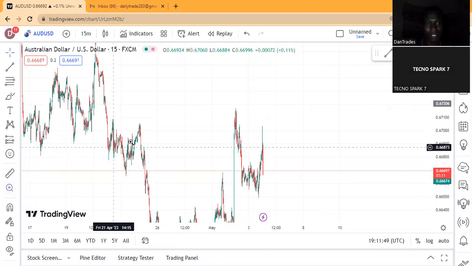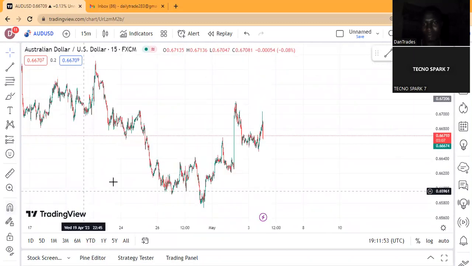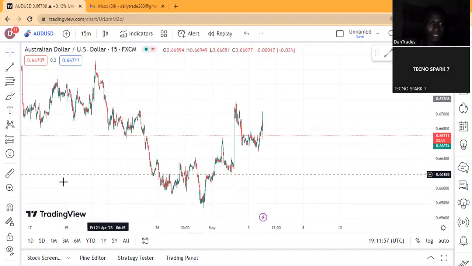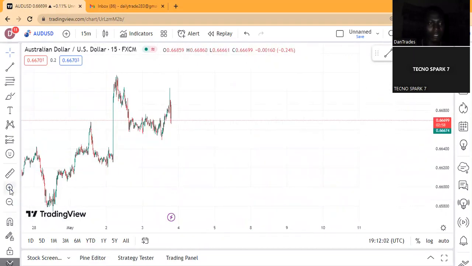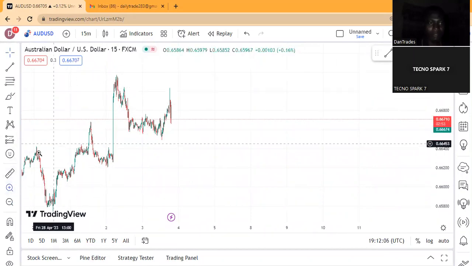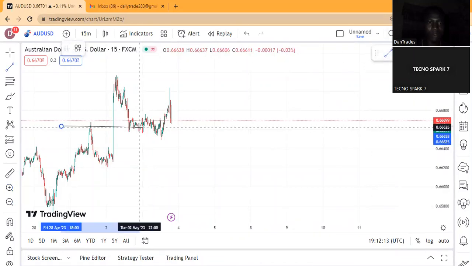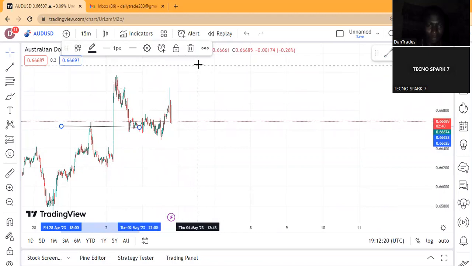AUD/USD right now. I believe that you can see the screen. Hope you can see the screen, of course. Now, what I actually want to do here is this. What we observe here is a break of structure from here. You have a break of structure to the upside, which shows that the price is still going up, of course.